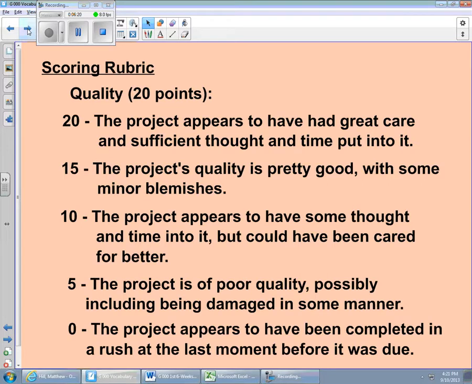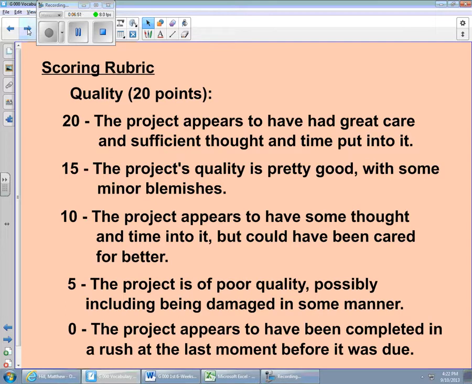Okay, you'll drop down to 15 points if the project's quality is pretty good with some minor blemishes. So maybe you had to erase or correct, or it got a little crumpled, things like that. 10 points if the project appears to have some thought and time put into it, but could have been cared for a good bit better. 5 points, the project is of poor quality, possibly including being damaged in some manner, and down to 0 if your project basically looks like you just scribbled it together at the last possible moment before it was due.